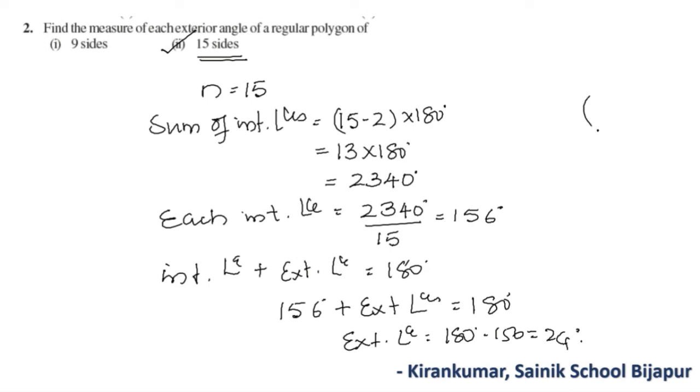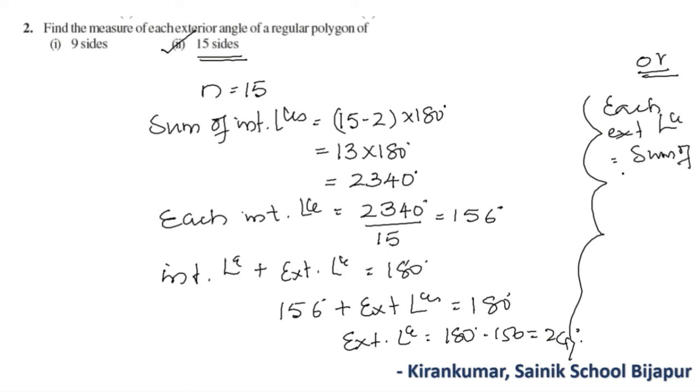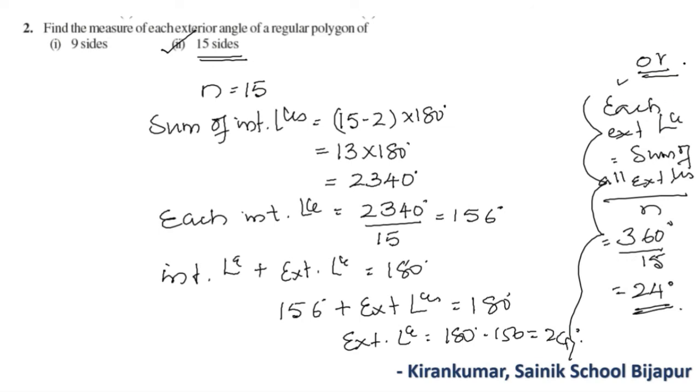This is one method. Another method is very easy. Each exterior angle will be the sum of all exterior angles divided by the number of sides. So we all know that 360 degrees, the sum of all exterior angles, divided by 15 will give 24 degrees. This method is pretty easier.